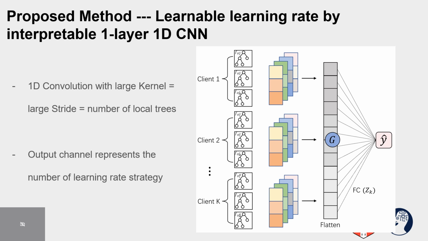We finally make it possible by transforming the aggregated tree samples into a one-layer 1D convolutional neural network. In the first 1D convolution layer, the inputs are prediction outcomes of all trees. The small size CNN is interpretable. The kernel size and the stride of the 1D convolution are equal to the number of trees in each client's tree sample. Thus, each channel of the 1D convolution is the learnable learning rates for a tree sample of a specific client, and the number of convolution channels can be understood as the number of learning rate strategies that can be applied. The classification head, which is a fully connected layer, contains the weighting factor Z to balance the prediction outcomes of each client's tree sample and calculates the final prediction result.